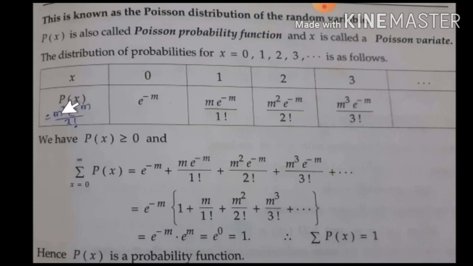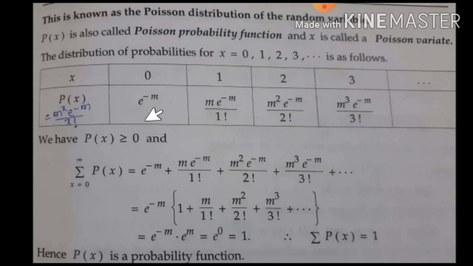When x is 0, m to the power of 0 is 1, 0 factorial is 1. So what is left out? e to the power of minus m. When x is 1, m into e to the power of minus m by 1 factorial. When x is 2, m square e to the power of minus m by 2 factorial. Similarly, for x equal to 3, m cube e to the power of minus m by 3 factorial, and so on. Observe that none of the terms are negative. They are all positive. So the first condition of the probability function is satisfied: p of x is greater than 0.